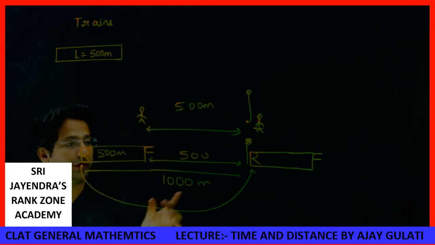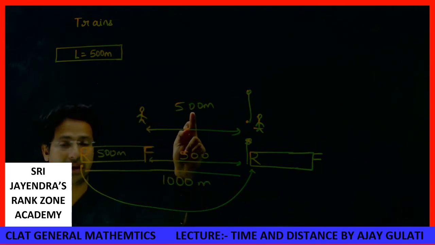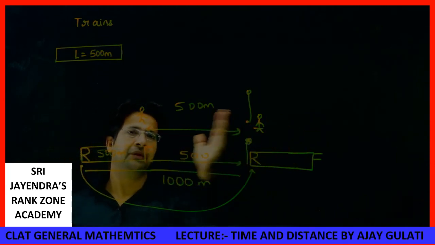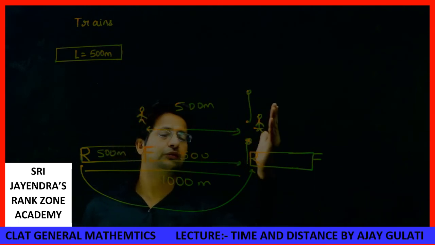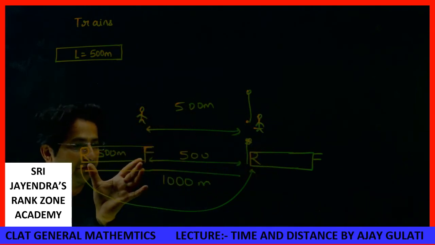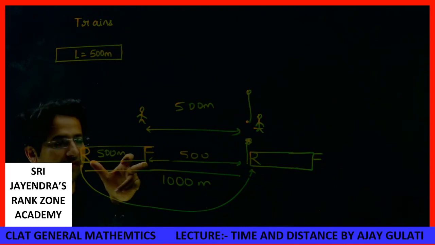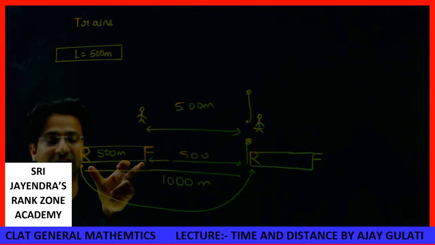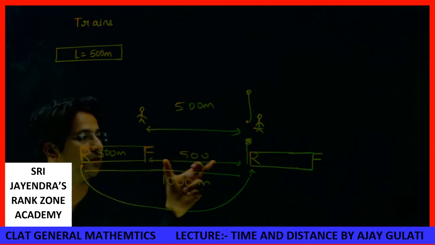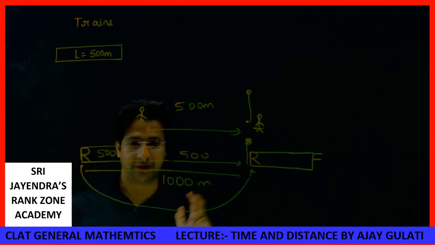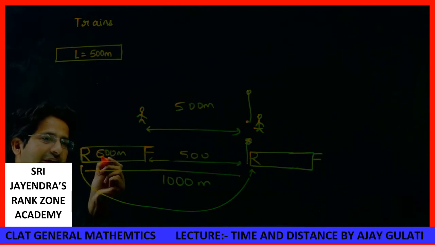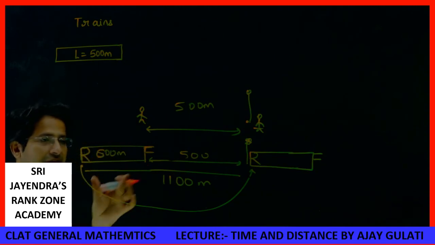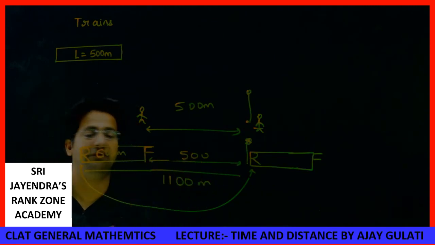You understand my point? When a man crosses a pole which is 500 meter apart, how much distance does a man need to move? He needs to move 500 meter. But if a train is standing 500 meter away from a pole and the length of the train itself is 500 meter, then how much distance does the train need to move? The train needs to move this 500 plus 500, it moves 1000 meter. Had the length of the train been 600 meter, the distance covered by the train would have been this 600 plus 500, that is 1100 meter.